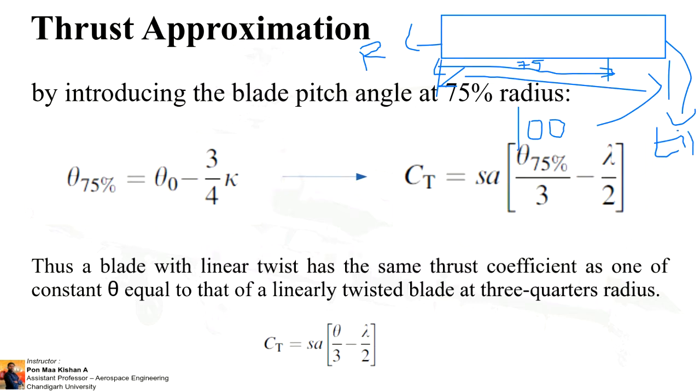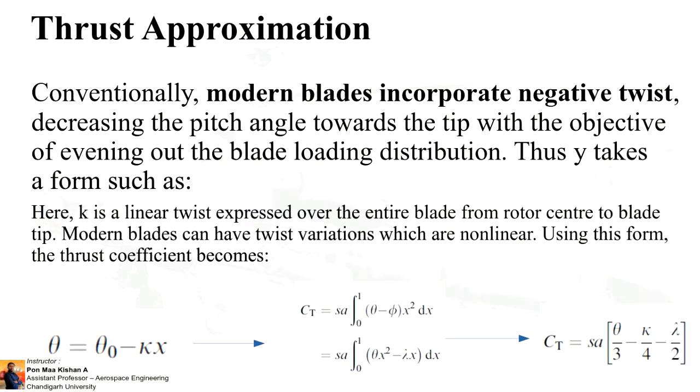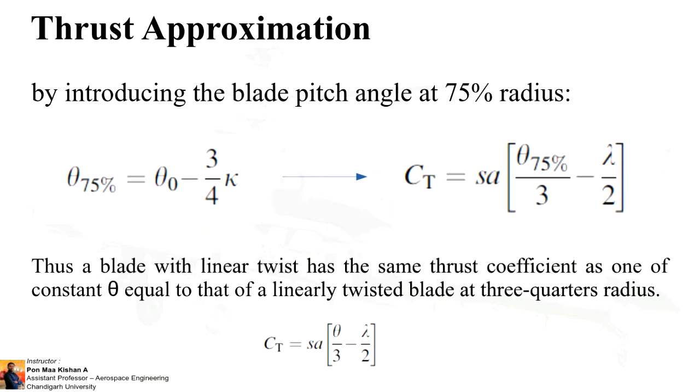So I am introducing a twist angle at this place. Okay. So at this place towards the tip, I am making a change in pitch angle. So in that case, our x term, which we have seen previously in this slide, is theta naught minus k x. So the x term will be given as, sorry, it was deleted.